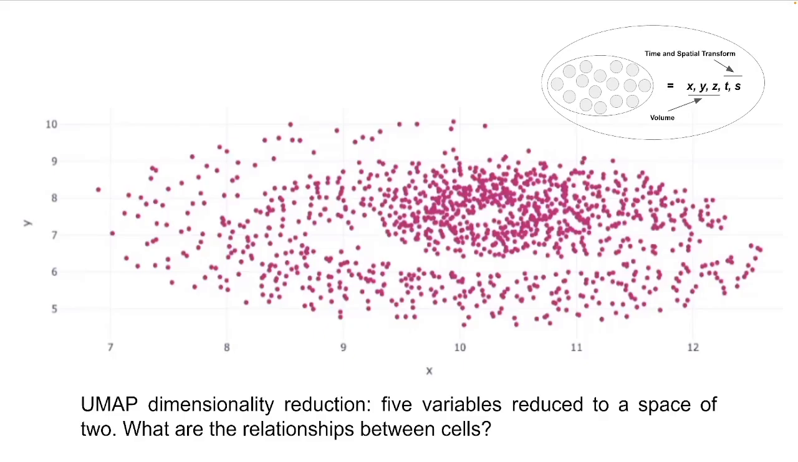So again, this is where we're taking this high dimensional data and we're plotting it in this two-dimensional space. So we have 5 variables reduced to a space of 2. So the 5 variables are up above. It's x, y, and z. Those are the volumetric parameters of position. Then we have a time parameter and a spatial transform parameter. So we have our 5 variables there. It's reduced to a space of 2 variables, x and y.